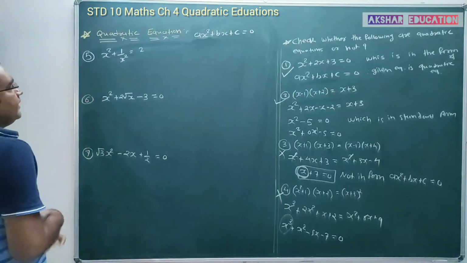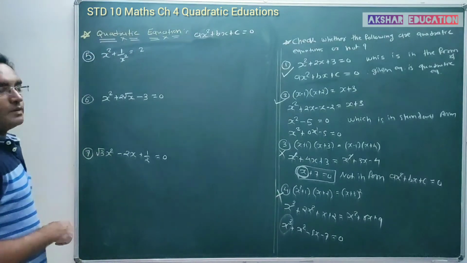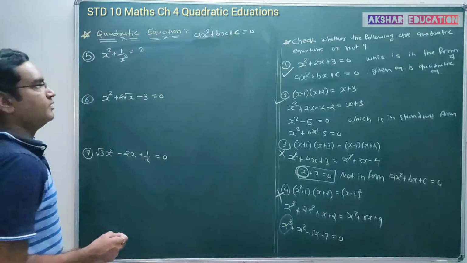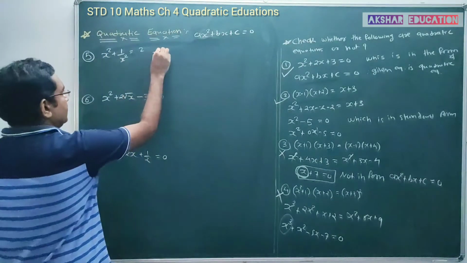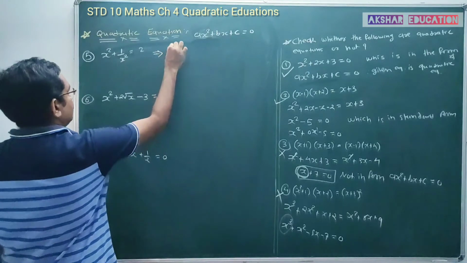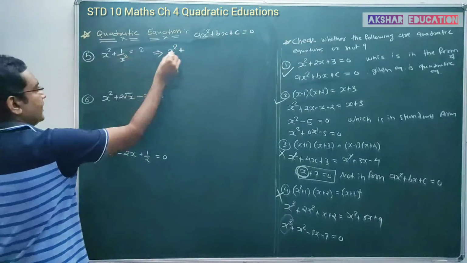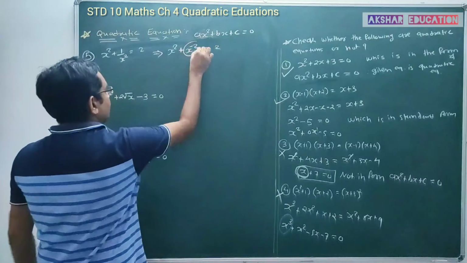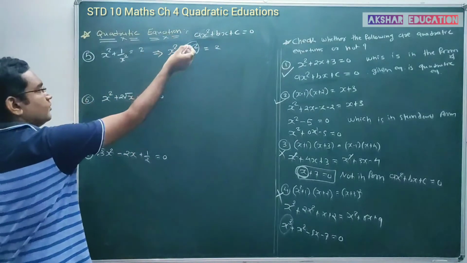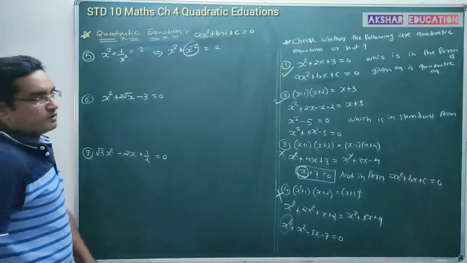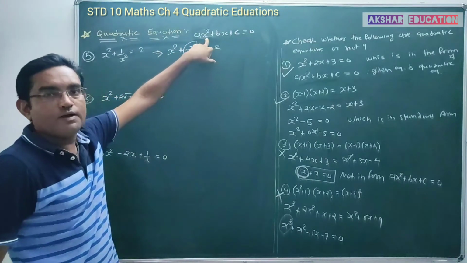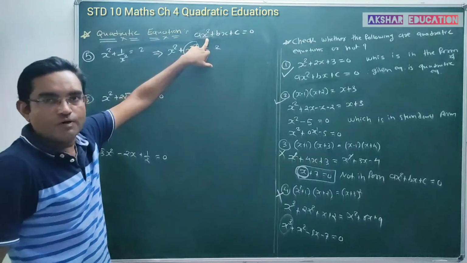Now, fifth one. So here is again x square plus 1 by x square equal to 2. You might directly say, yes sir, the power of x is 2, quadratic equation. But look at it carefully. It's x square plus 1 upon x square, which means x to the power minus 2, equal to 2. So here the maximum power 2 is there, but one term has a negative power. The condition is that the power of variable x must be a whole number.